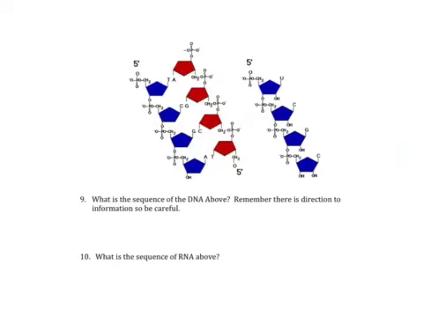Okay, number 9 is pretty straightforward. It says, what is the sequence of DNA above? If you're going to read from 5 to 3, remember we said that that's the direction that DNA and RNA is read from 5 to 3. So if you're going to read it from 5 to 3, it would be T, C, G, A. So that's the sequence. T, C, G, A.